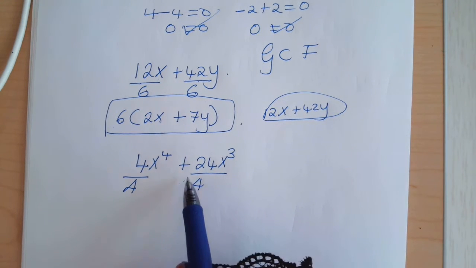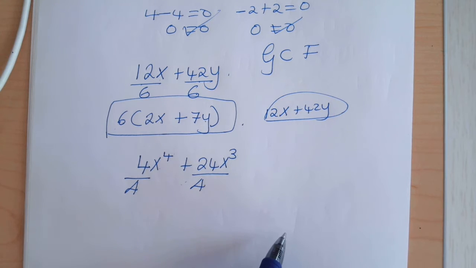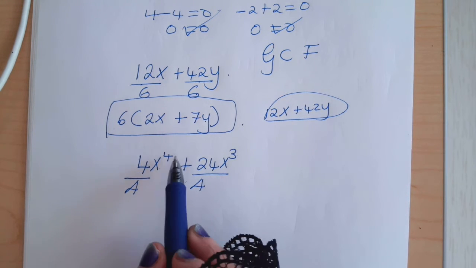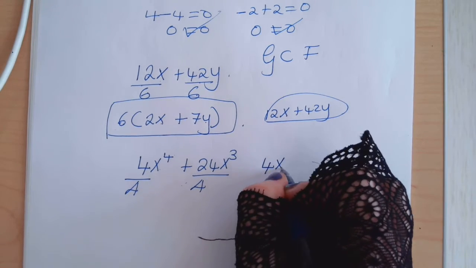Then you have exponents, x to the 4th and x to the 3rd. So you have to take the one that goes in both. So it can't be x to the 4th because I don't have 4 here. If I wrote this out, this is what it would look like.